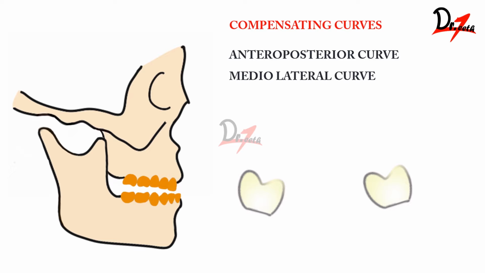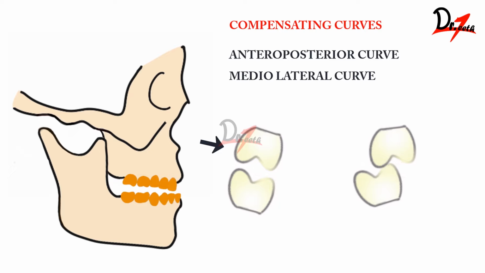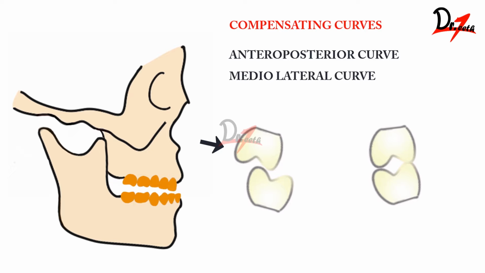So to get contact posteriorly, we are curving the teeth arrangement, okay? Now coming to this mediolateral curve, which is a curve of Wilson. So as I said, this will maintain the balance in the lateral movement, side to side movement. How? See. Let us suppose you shift your mandible towards this side, okay?